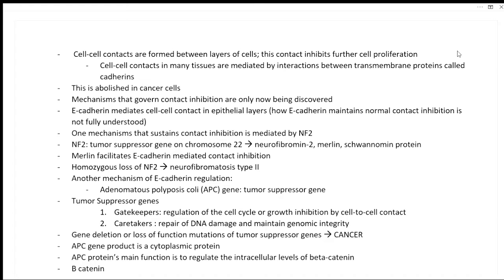Hi everyone, so today we're going to be talking about contact inhibition, NF2, and APC. So first we'll start off talking about what contact inhibition is.